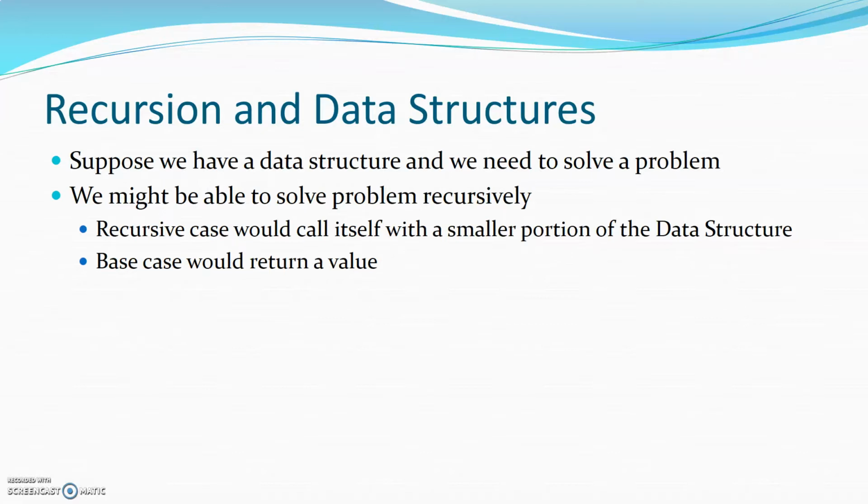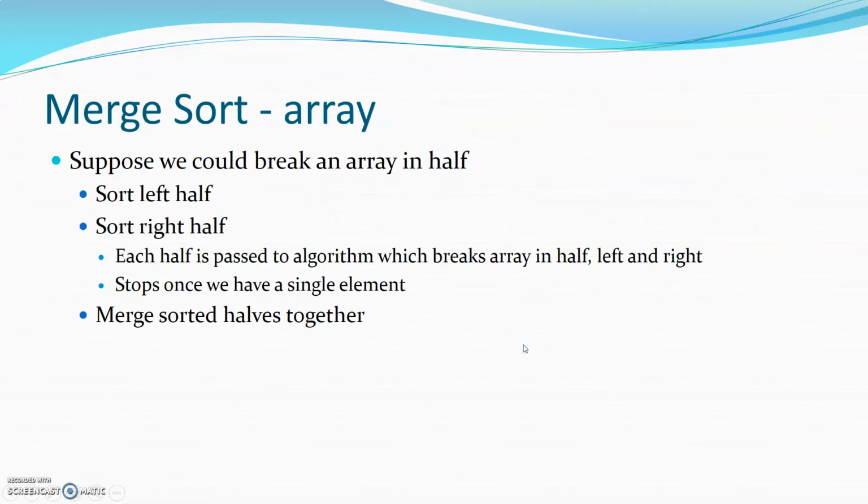The idea of using recursion in a data structure is that we want to take the structure and break it down into a smaller piece. So if we're looking for something or trying to figure something out or doing something with the data structure, we can go with smaller and smaller parts of the structure until we come up with a single value. So if we're using an array, we could break the array in half as an example and deal with one half and then deal with the other half.